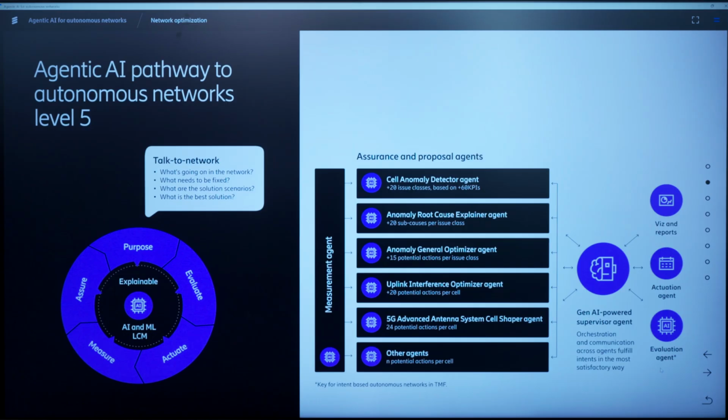More importantly, introducing the technology with generative AI for a supervisor agent, which is able to optimize and orchestrate the activities between the RAPs in order to look at the end-to-end network. So here we're moving from a domain-specific to an end-to-end architecture so that we are able to do things automatically for the whole network. What we call the cognitive loop.